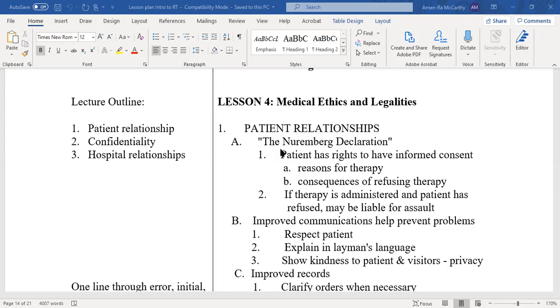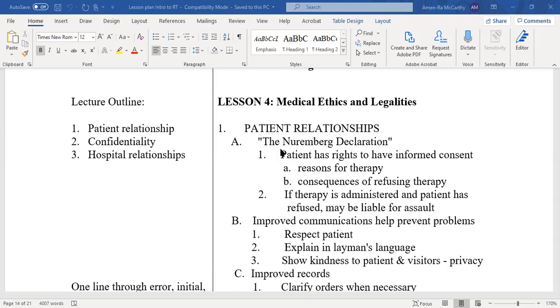Okay? So the Nuremberg Declaration was put into effect that says the patient has a right to know what you're doing to them. Why are you doing it to them? And what's going to happen if they don't do it?